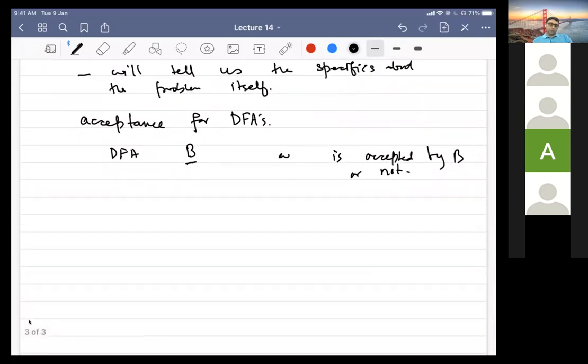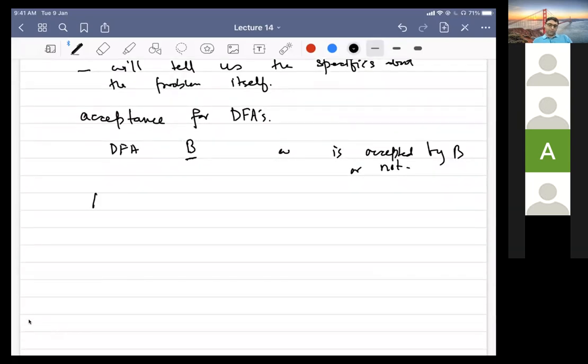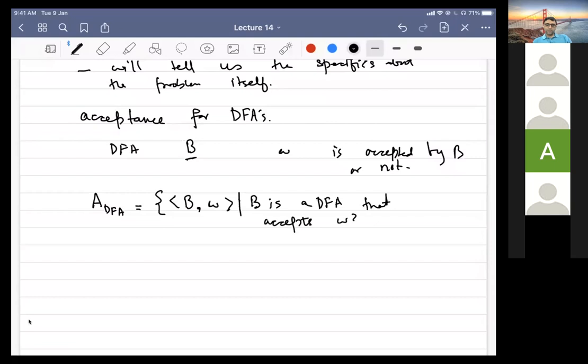Okay, so let me define it formally. We say that A DFA, where DFA is in subscript, is a language. It's a set of strings that contains encodings of a deterministic finite automaton B and a string W, such that B is a DFA that accepts W.